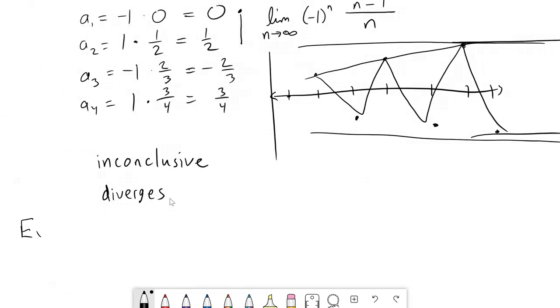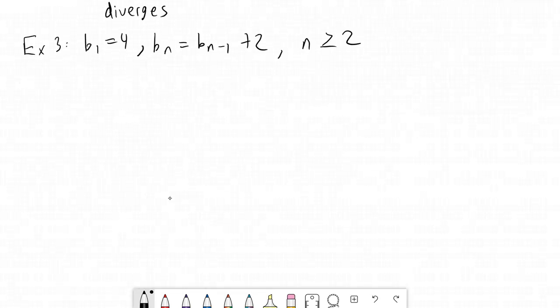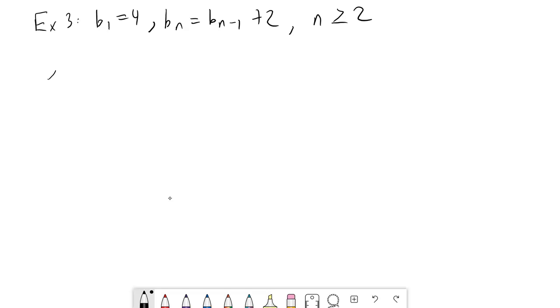And then, let's do our last example, a recursive one. b1 equals 4, and we know the nth term is defined as b(n-1) plus 2 for n greater than 2. Not too bad. If we take the limit as n approaches infinity of b of n, we're just going to keep adding 2 every single term, so it's going to tend towards infinity, so we say it diverges automatically.